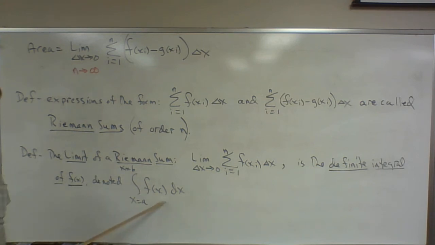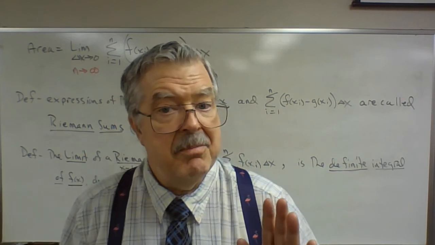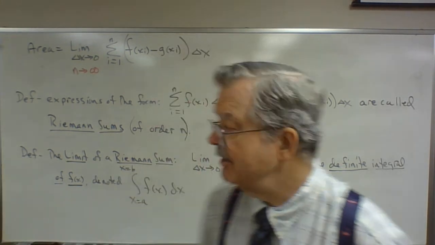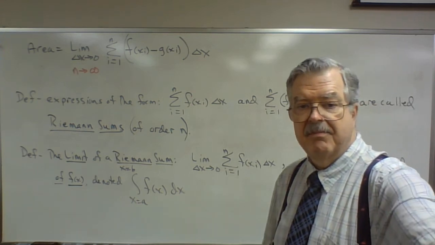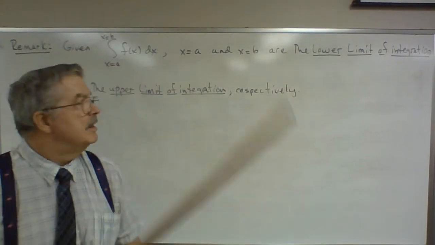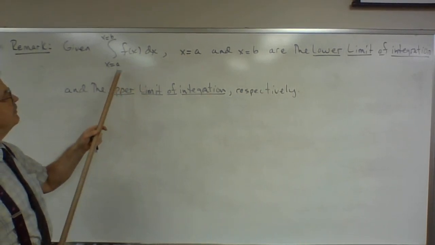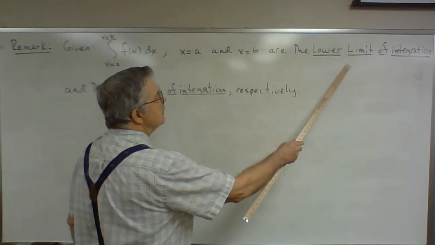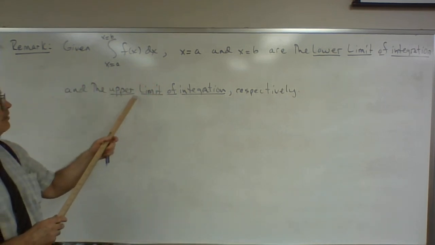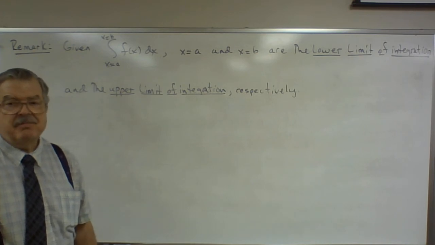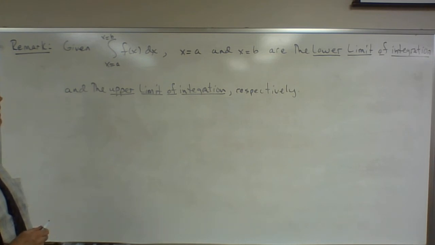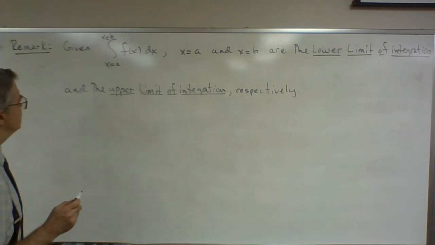And this definitely deserves a couple of remarks before I go any further. Now, we probably have done definite integrals already, but in case we haven't, I'm going to make a few comments on this. Given the definite integral of f of x from x equals a to x equals b, x equals a and x equals b are called the lower limit of integration and the upper limit of integration, respectively. And here's an important point.